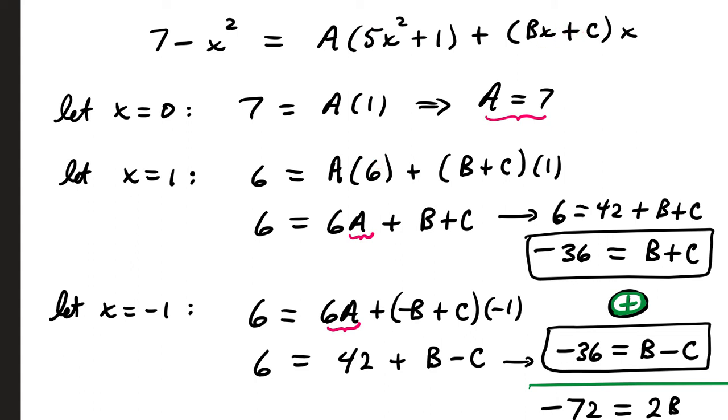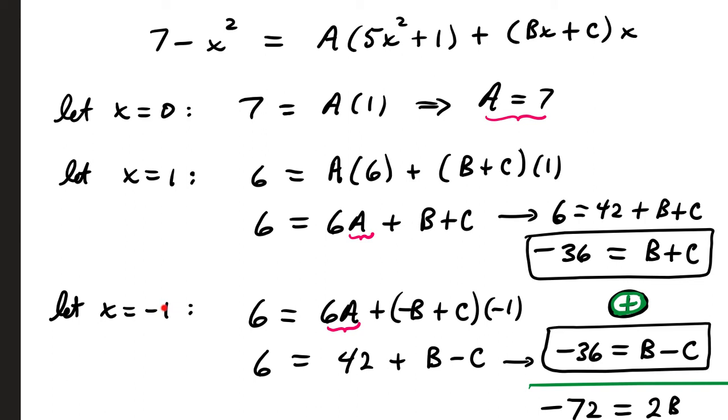B plus c times 1, that's b plus c. 6a plus b plus c equals 6. We know that a is equal to 7, so 6a makes 42. Subtract 42 from both sides, and that tells us negative 36 is the sum of b and c.